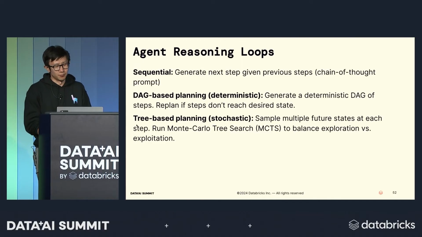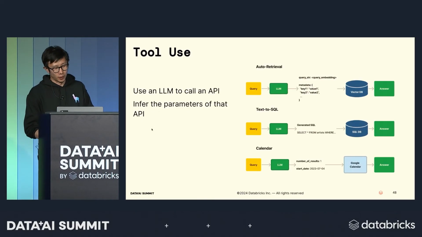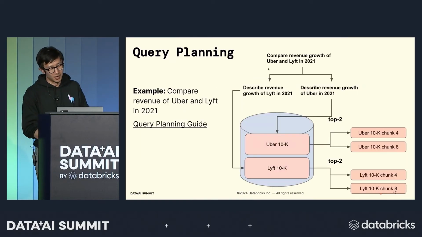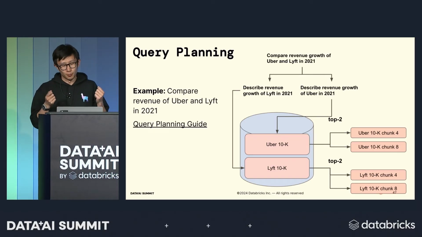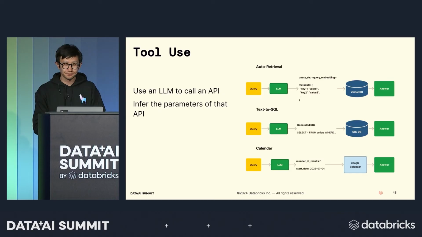A classic example of something that could use a DAG is if we go back to the query planning example: what is the revenue of Uber and Lyft in 2021? DAG-based planning will allow you to treat those two as parallel calls, instead of actually having to think step by step. That type of thing is a little bit more efficient than just pure sequential next step reasoning.